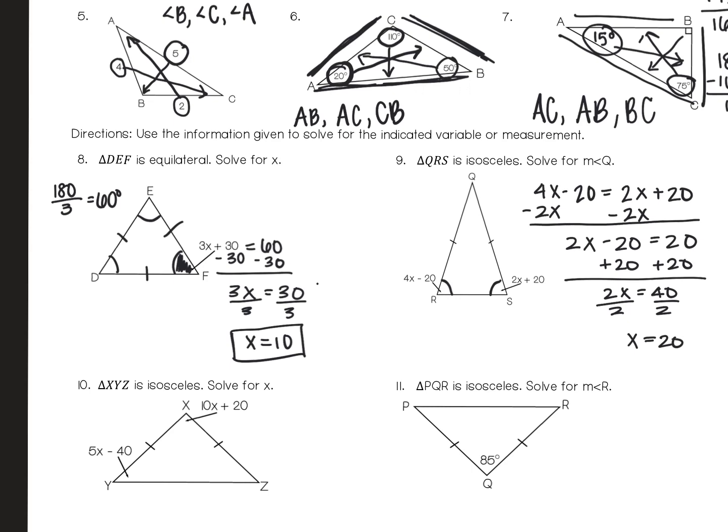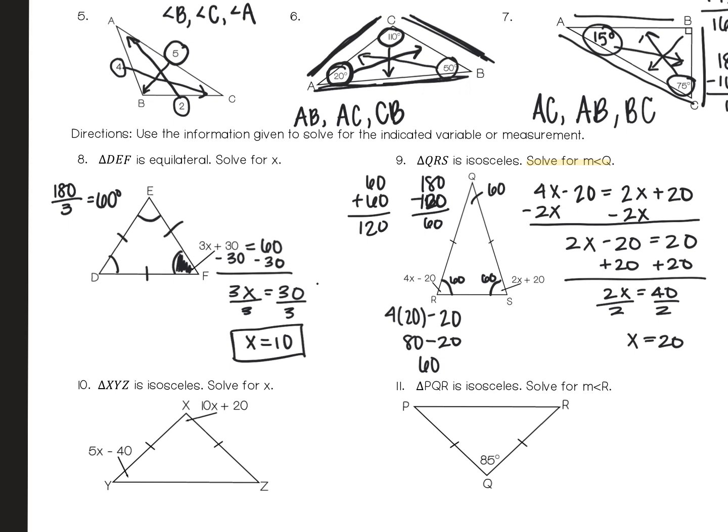Make sure you're reading carefully because it says solve for the measure of angle Q. So I actually need to take this 20 and plug it into one of these angles. So I'm just going to plug it into angle R. So 4 times 20 minus 20, that's 80 minus 20, which is 60. So this angle is 60, which means this angle is 60. 60 plus 60 is 120. I need to have 180 total, and that gives me 60. So angle Q is actually 60 as well.